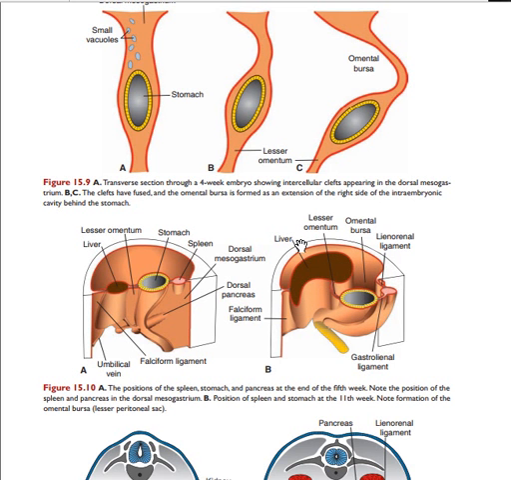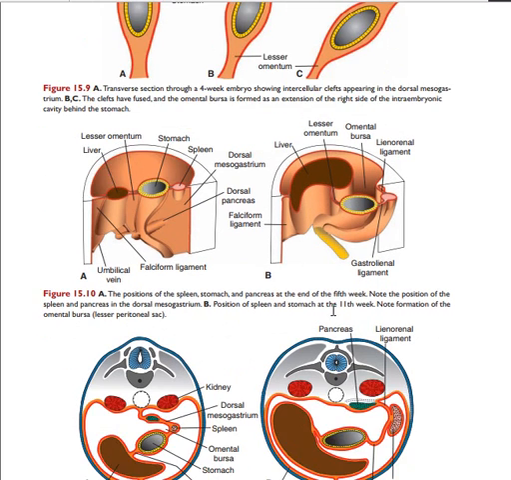The greater omental space is in front of the greater omentum. So the greater omental space is all in front of the greater omentum, while the lesser omental space is between the liver and the stomach posteriorly, like that. Then there is a connection between them, which is going to be the omental foramen between the two of them.